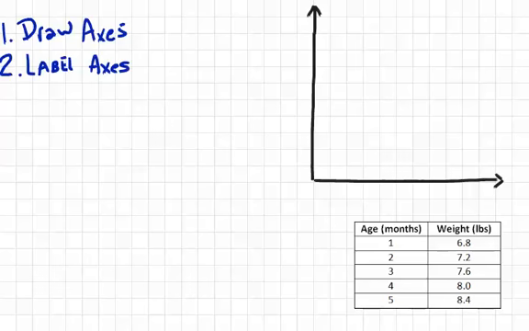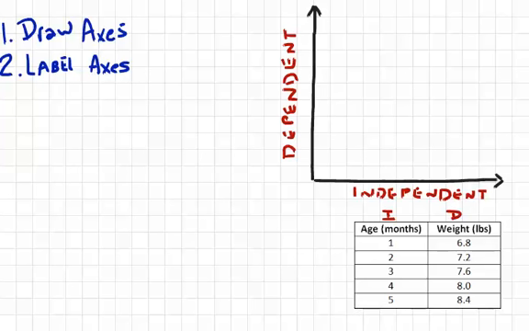The next step is to label the axes. We need to know which variable is going to go on which axis. To do that, we need to know about independent and dependent variables. In an experiment that you perform, the independent variable is the variable that you controlled, the one that you changed. If you're not sure, or you're given data, in this case age and weight, we'll always assume that the first column of data represents the independent variable and the second column represents the dependent variable.